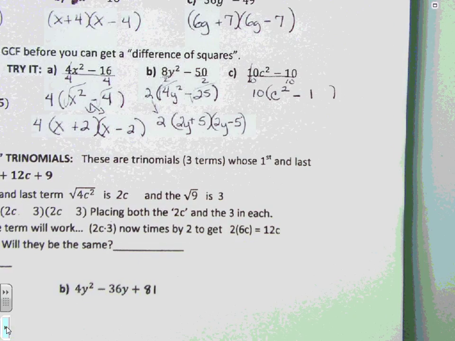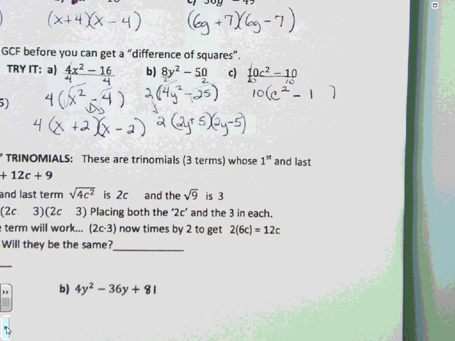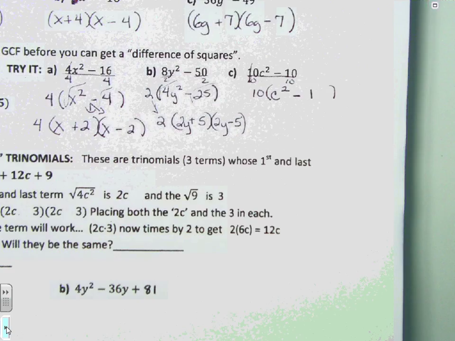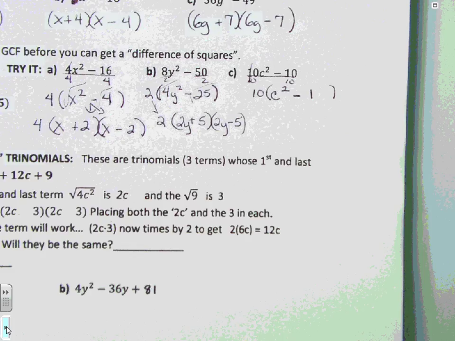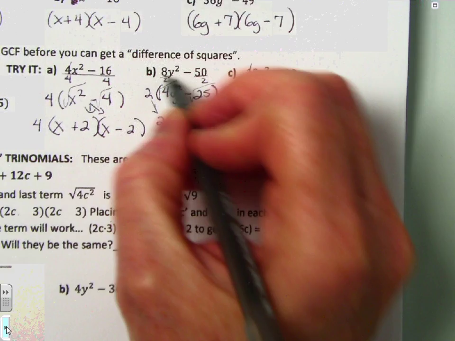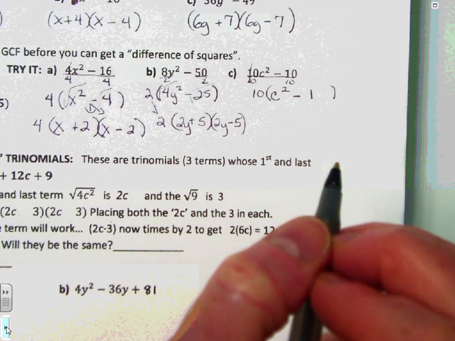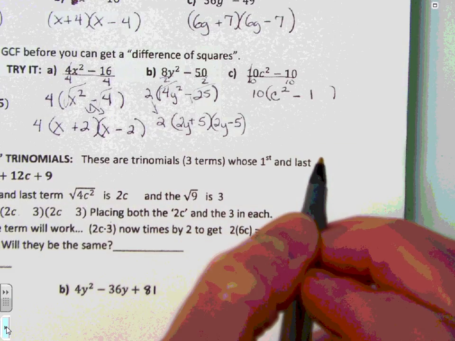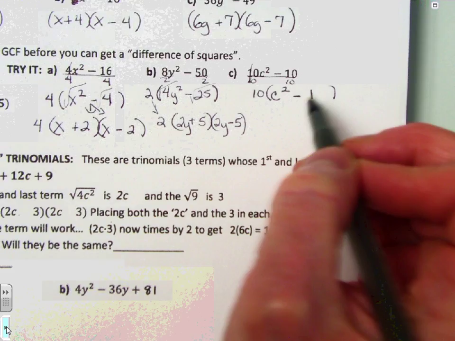Yes, sir. So on B, you said 2 was the greatest common factor. Were you talking about the exponent too? No, exponent's never a common factor. The 2 is the number that divides into both 8 and 50. That's a common factor. They both can be divided by that number. Oh, okay. So 10 can go into both of these, okay?